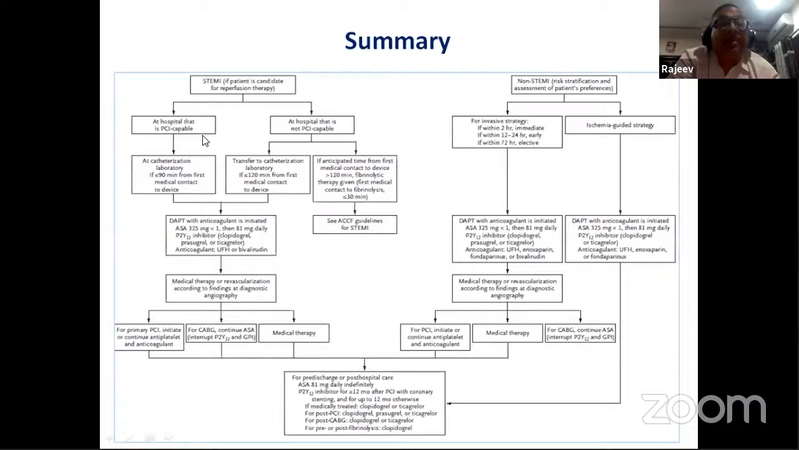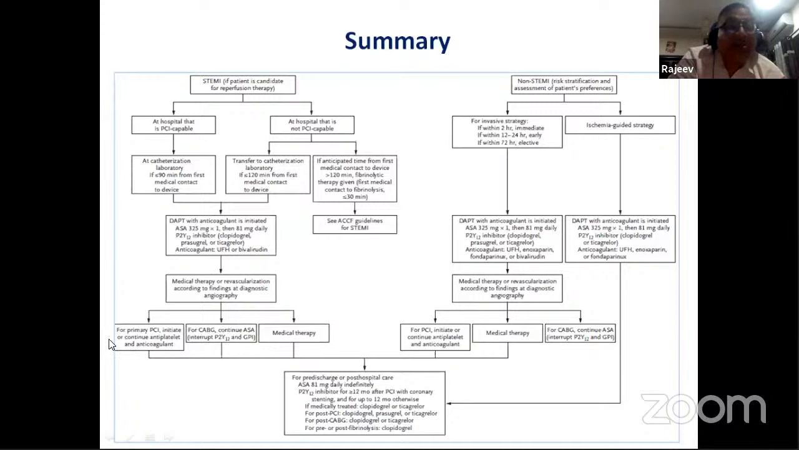So in summary, for ST elevation MI, in a patient at a hospital capable of reperfusion therapy, that is PCI, that is the treatment of choice. If not capable of PCI, we should give thrombolytic therapy in the form of tenecteplase, streptokinase, alteplase, or reteplase. Then go for PCI if necessary. Dual antiplatelet therapy for all the patients, medical therapy or revascularization depending on the coronary anatomy. And for patients with CABG, continue aspirin, interrupt the P2Y12 inhibitor and the GP2b/3a antagonist.